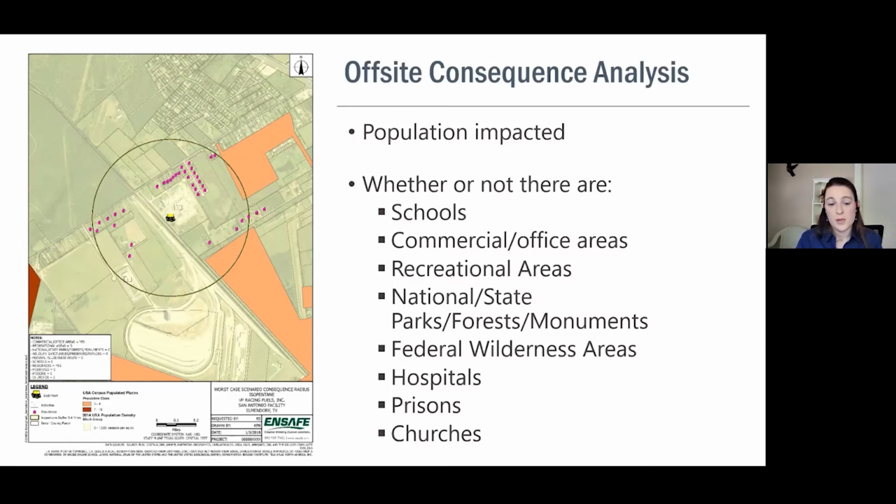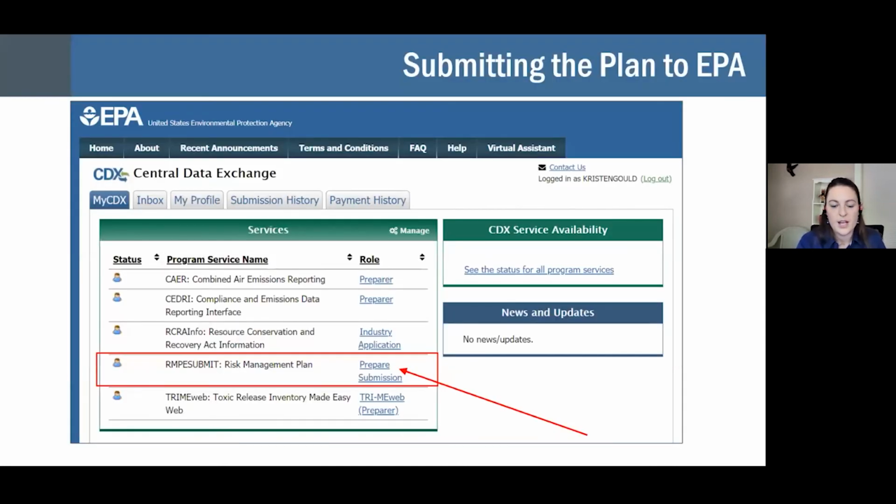And so you submit the results from both the worst case and the alternate case release as part of your RMP plan. So where is this all going? Once we have all of this information put together, we have a prevention program at our facility. It complies with the requirements of the 12 pillars. We've done the offsite consequence analysis for both the worst case and the alternate case.